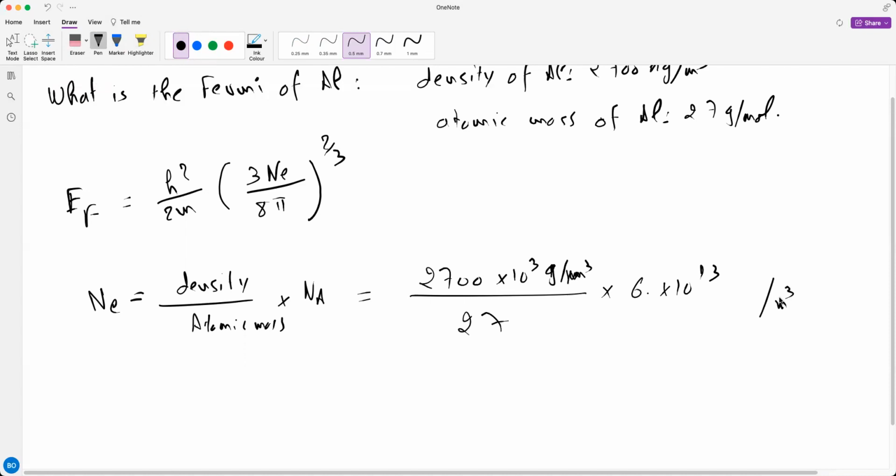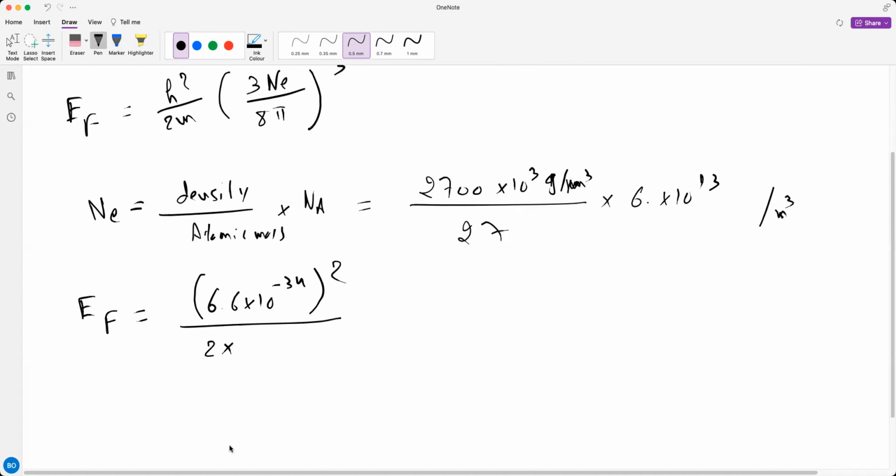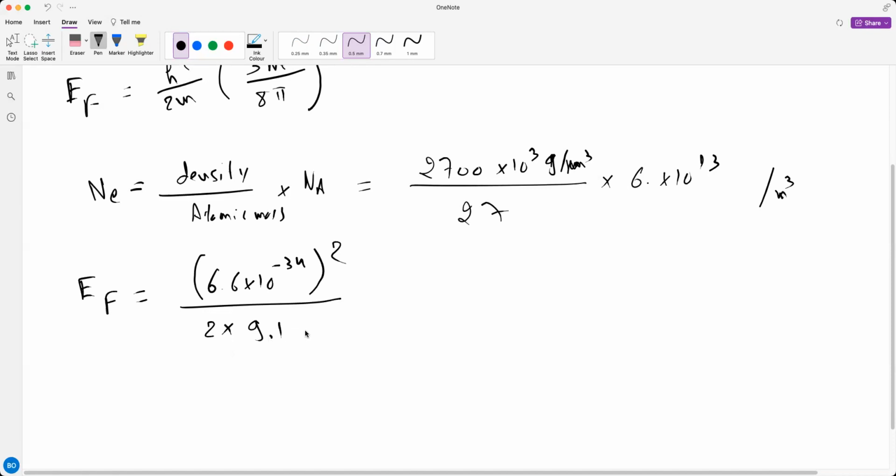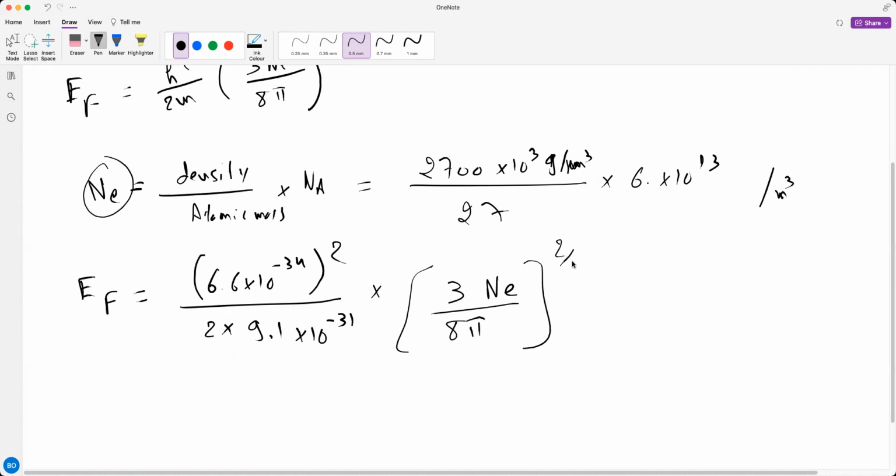And then the Fermi level will be the Planck's constant, 6.6 times 10 to the minus 34, squared, divided by the mass of the electron, which is 9.1 times 10 to the minus 31, and then times 3 times the number of electrons, this is the one that we calculated here, divided by 8 pi, and then to the power of 2/3.